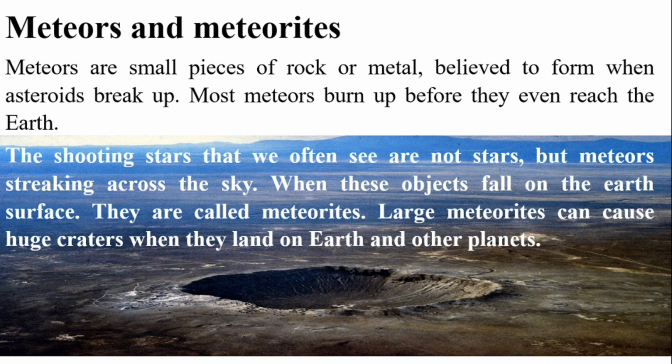Whereas the shooting stars that we often see are not stars but meteors streaking across the sky. When large meteors fall on the Earth's surface with heavy force, they cause huge craters when they land, and they can cause heavy damage to the Earth. Not only that, they can fall on other planets too. We have studied there are 8 planets, so they can fall on any of the planets and cause damage.